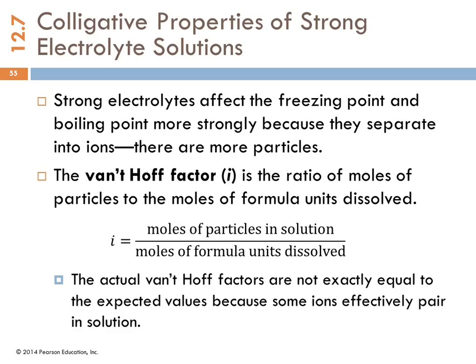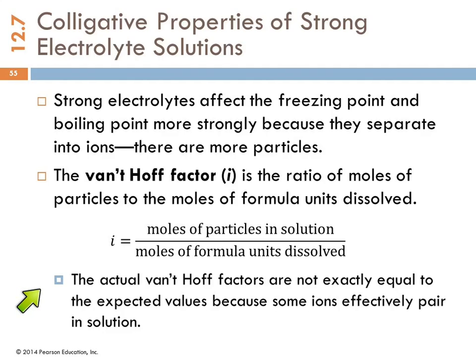So we have a little correction factor here. It's called the Van 't Hoff factor, and it has the symbol i. This is the ratio of particles in solution to moles of formula units dissolved. And you might think, well, that should be easy. But the actual Van 't Hoff factors are not the same as we might expect.